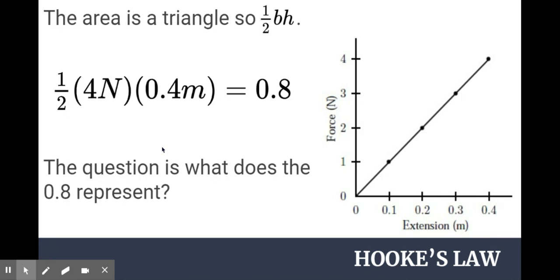Well, the area of a triangle is 1/2 base times height. So we take our 4 newtons and our 0.4 meters, multiply it by half, and we get 0.8. Now, what does this 0.8 represent?